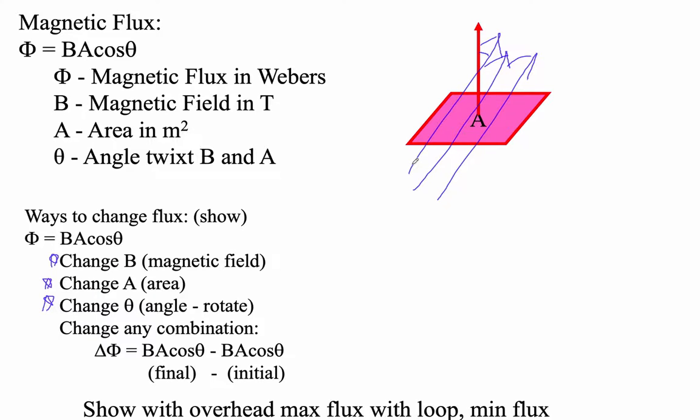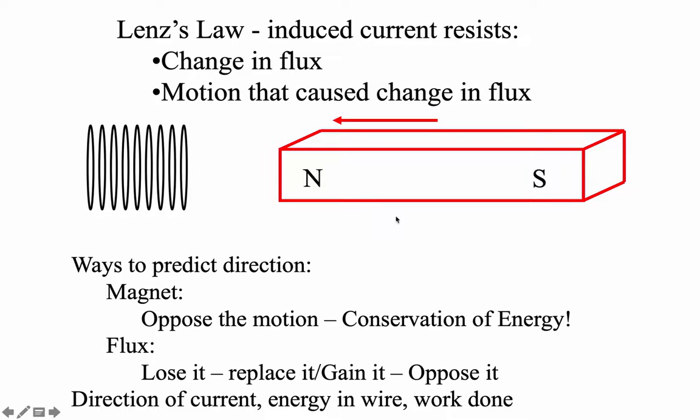And I'll try to make a video with the overhead like that. All right, and the final thing is that if this is a loop of wire, Lenz's law says that the induced current resists the change in flux. That always works. If they talk about a magnet moving, sometimes you can use the motion of the magnet. It will always oppose the motion of the magnet.